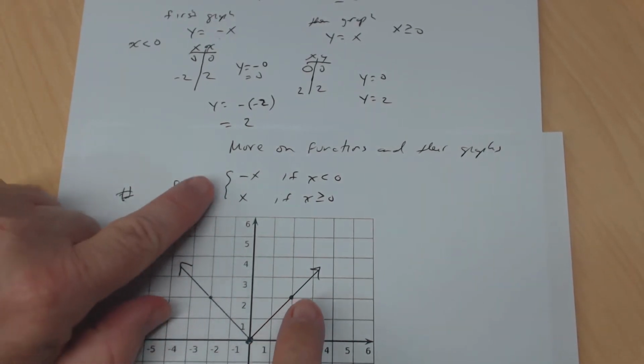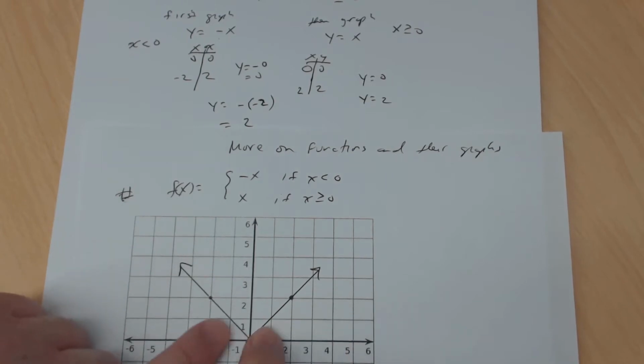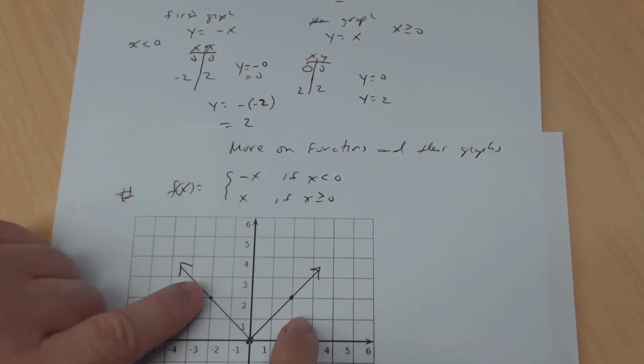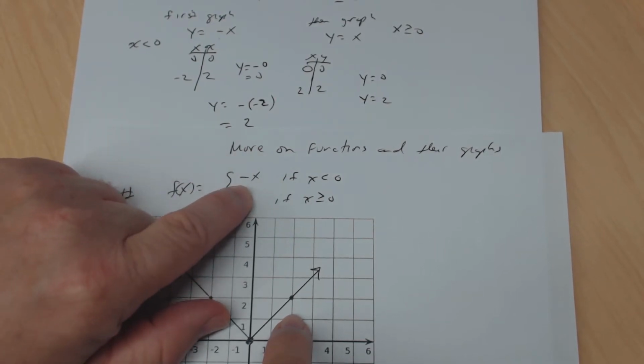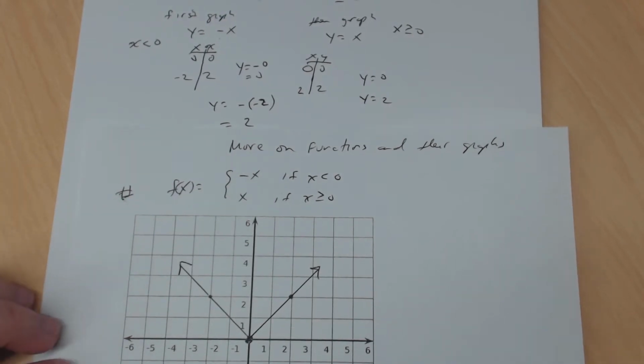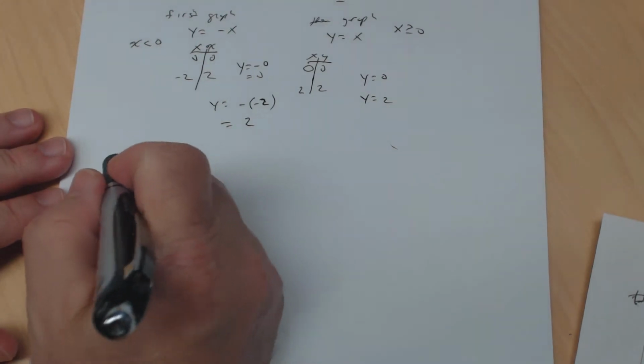So notice this graph is made up of 2 pieces. This part and this part. That's where that came from. These 2 pieces came from here, this function and this function. All right, let's look at another one. So this would be number 2.